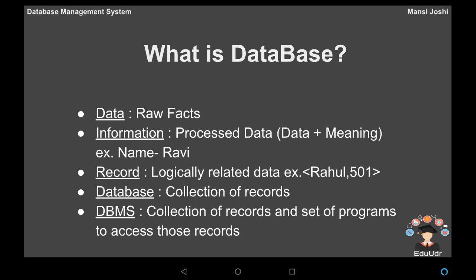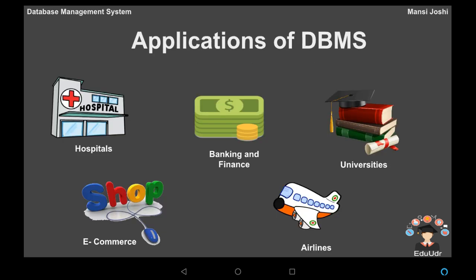Database management system. Database management system is a collection of interrelated data and set of programs to access that data. The primary goal of database management system is it should be convenient and efficient. Have you ever wondered where database management system is used? It is used everywhere nowadays, from hospitals, banks, e-commerce websites, universities, airlines, and many more.